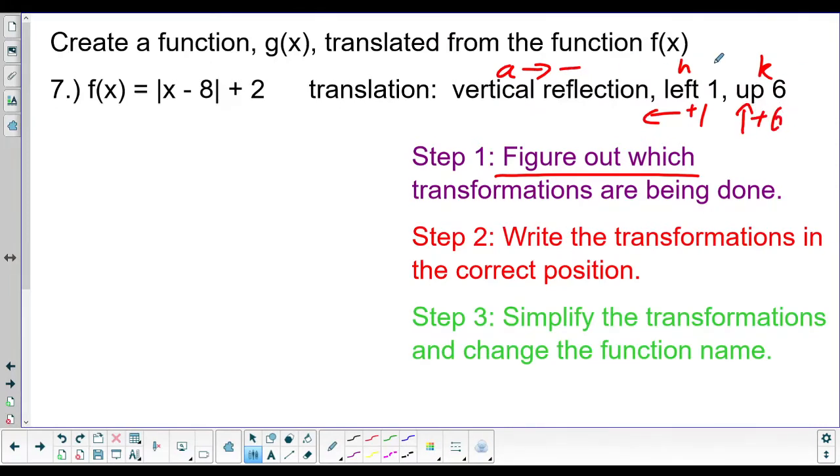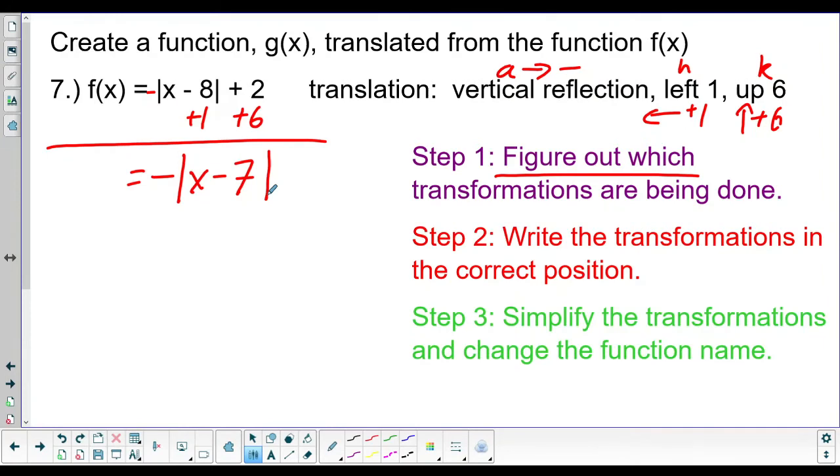So let's go put these on this and then simplify. So we're going to put a negative in front. We're going to put a plus 1 where h is. We're going to put a plus 6 where k is. So this is going to become negative, the absolute value of x. Negative 8 plus 1 is negative 7. Close the absolute value. 2 plus 6 is 8.